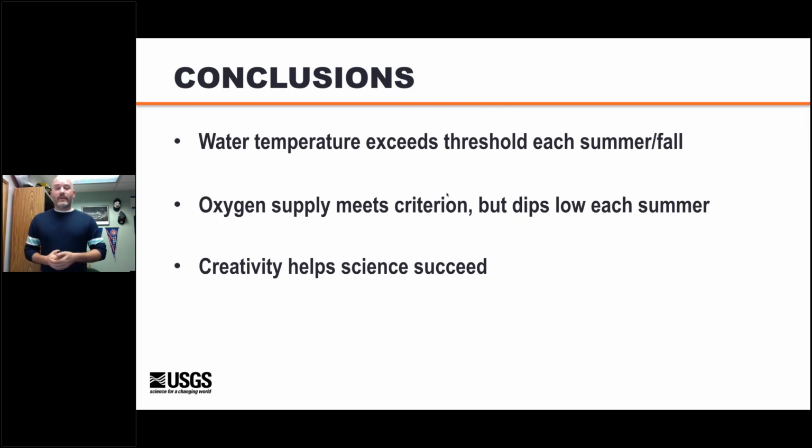Well, water temperature exceeds the threshold in each of the rivers for the summer and the fall. The oxygen supply meets the criterion technically, but does begin to dip precariously low each summer and could be of emerging concern. And when you're trying to do good science, sometimes creativity does help. So we're very proud of figuring out how we did what we did on this one.